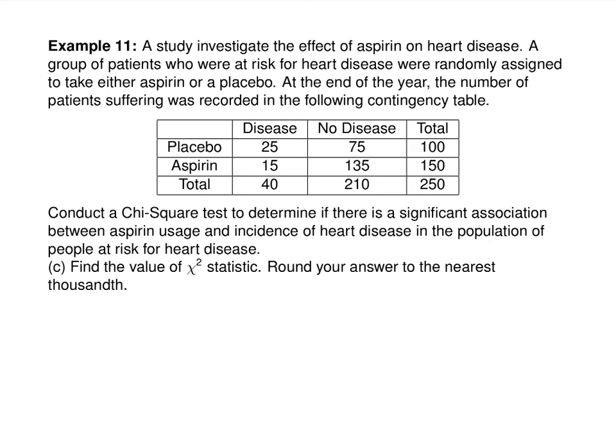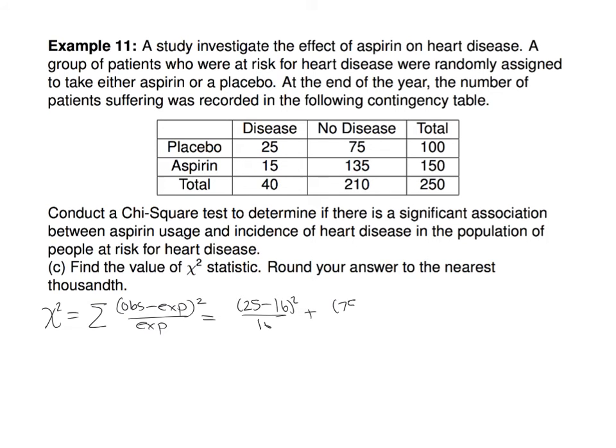Find the value of the chi-squared statistic. Well, the chi-squared statistic is given by the sum of the observed minus expected squared over expected. So in this case, that's 25 minus 16 squared over 16 plus 75 minus 84 squared over 84 plus 24 minus 15 squared over 15 plus 135 minus 126 squared over 126. That comes out to give you a chi-squared of approximately 10.045.